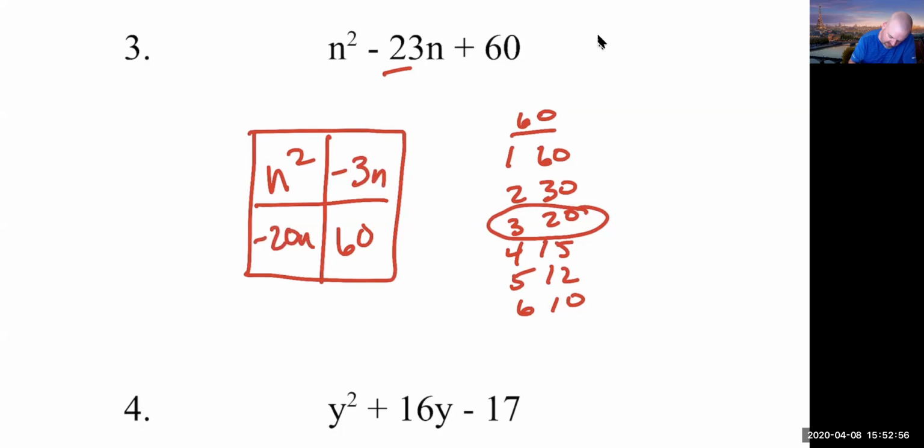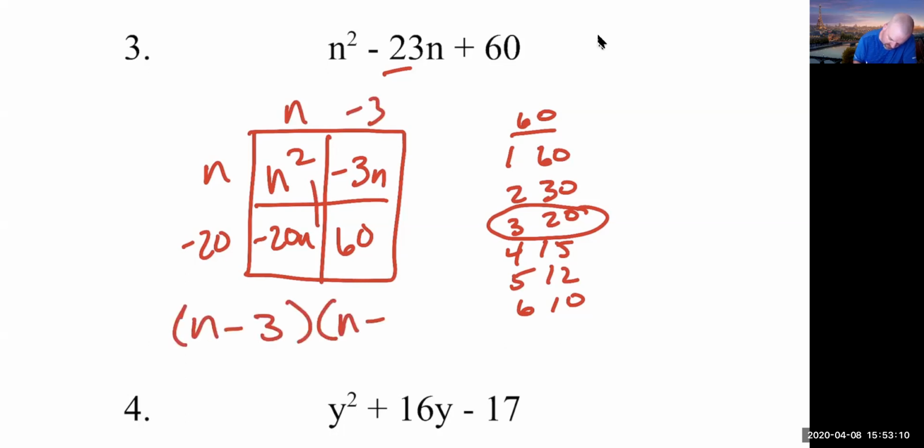So now up and down, n squared and negative 3n is n. Negative 20n and 60 is negative 20. n squared and negative 20n is n. Negative 3n and 60 is negative 3. So we get n minus 3 and n minus 20.